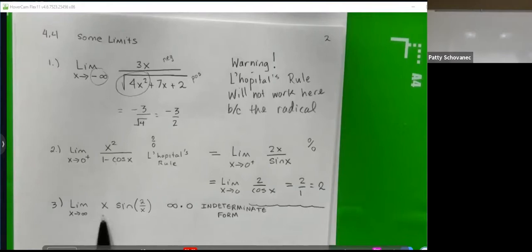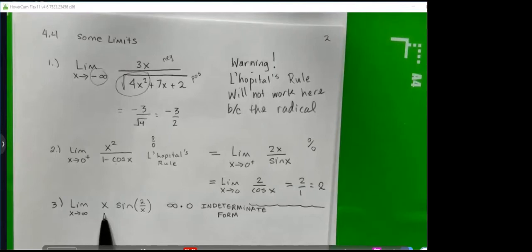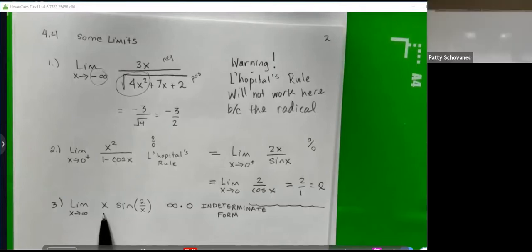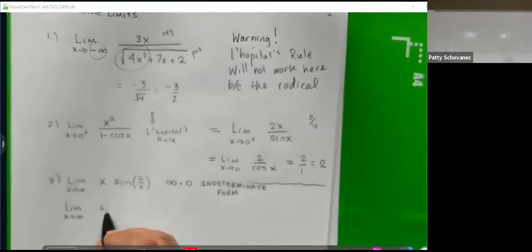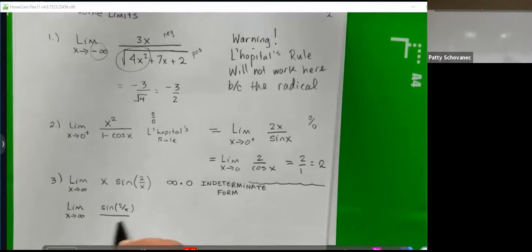Do something with this guy right here. Move it in the denominator as the reciprocal. Multiplying by x is the same as dividing by 1 over x and vice versa. So I'm going to rewrite this algebraically as the sine of 2 divided by x divided by 1 divided by x. So now this term in here goes to 0, that goes to 0. So we have 0 over 0, which is good news. So now we do L'Hopital's rule.